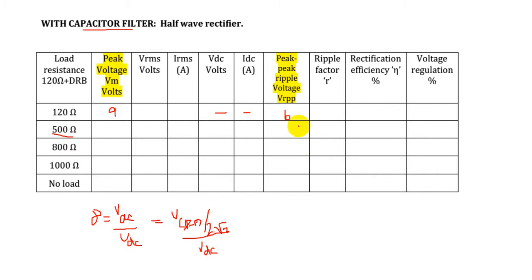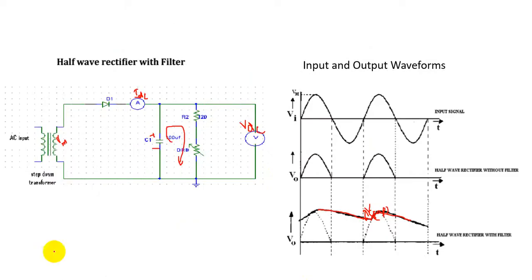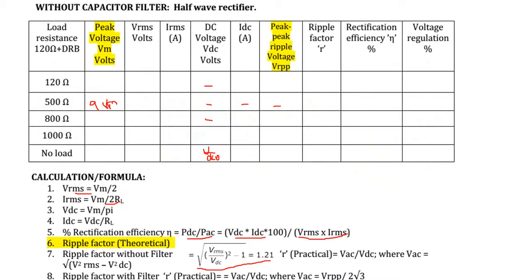So once you increase the load, the ripple factor also will be reducing. The other things remain the same as the calculation for without filter. So find out the performance factors, and you can analyze how it is varying when we vary the load resistance, and we can draw the graph for input output waveforms with and without filter. So now we are going to do the simulation for the circuit, then we will be performing the hardware.